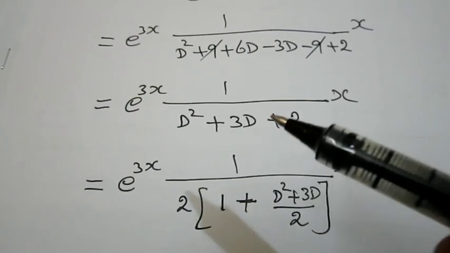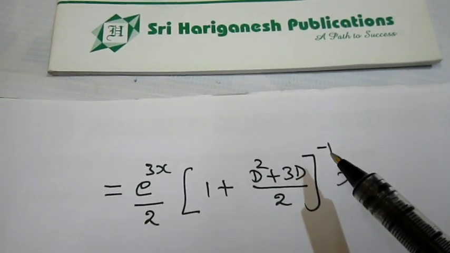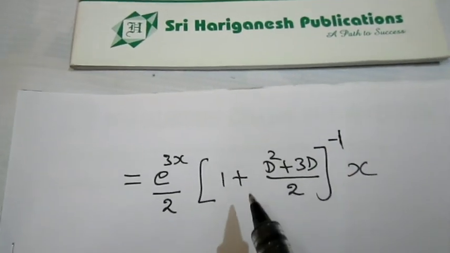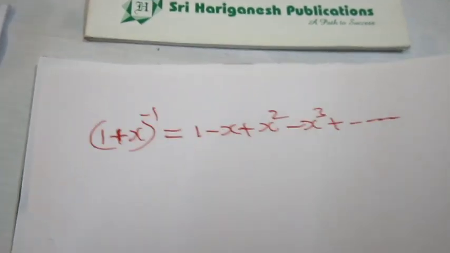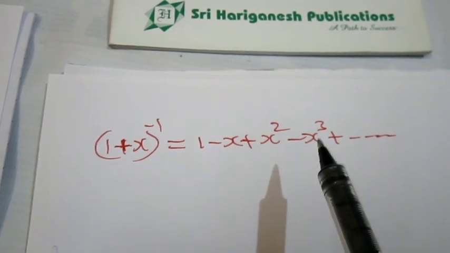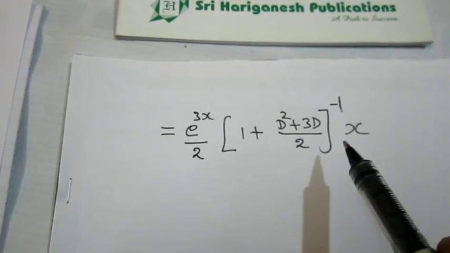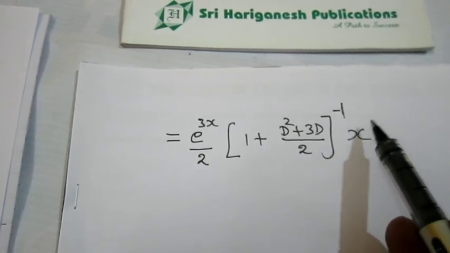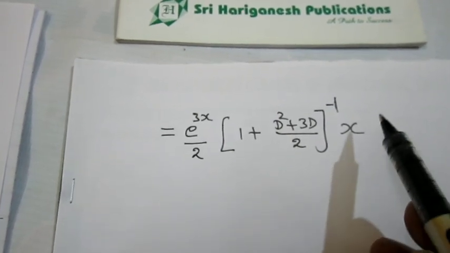Okay, now you see here I am going to take this term to the numerator, so the power becomes minus 1. So e power 3x by 2, taking it to the numerator, with power minus 1. Now here I am going to apply the formula (1 plus x) the whole power minus 1, the binomial formula. So this is 1 minus x plus x square minus x cube plus etc. Here this entire term is x. So expand this binomial formula up to the power 1. It is enough because the power of x is 1, so we don't want to expand more, simply up to power 1.